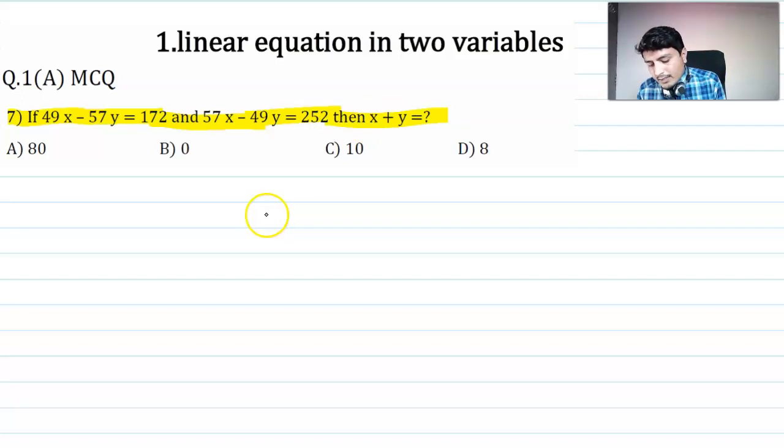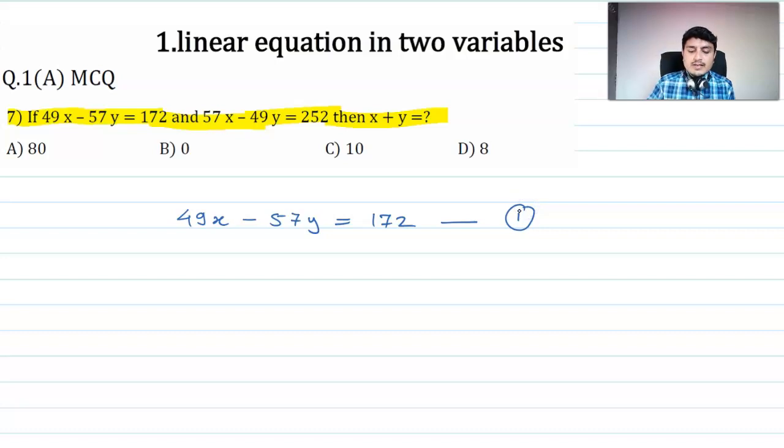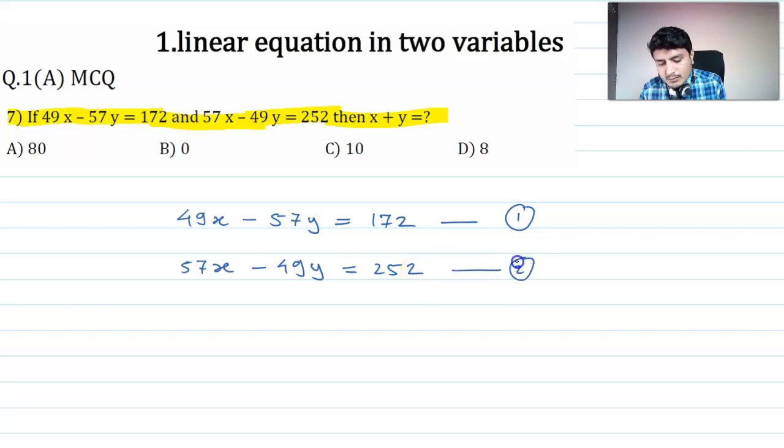I am writing the given simultaneous linear equations in two variables one after the other, like 49x minus 57y equals 172. Let's call this equation number 1. Look at the second equation. We have 57x minus 49y equals 252. Call it equation number 2.